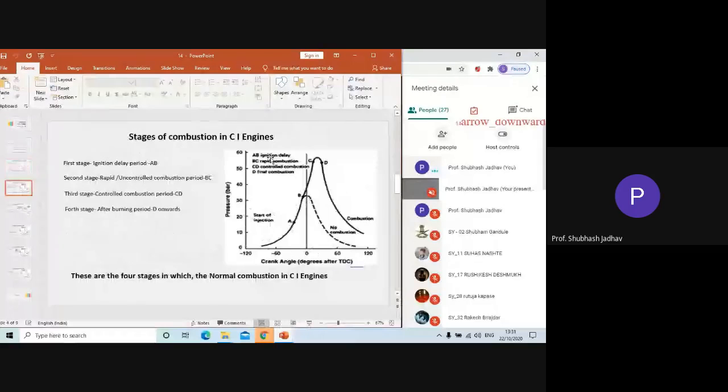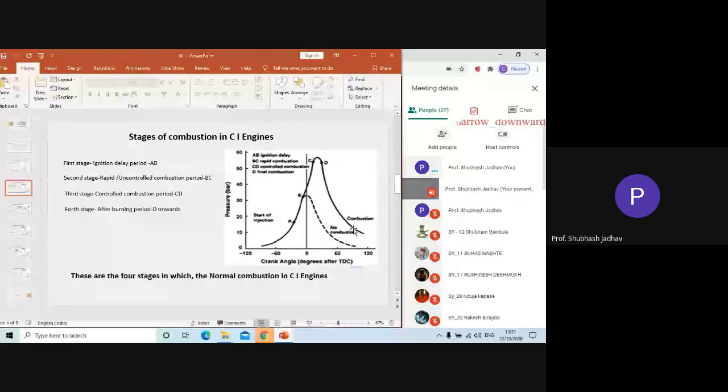Now the different stages. So these were the points which we were discussing. So we have 4 different stages: A to B, B to C, C to D, and after D. So A to B was the ignition delay, B to C was the rapid combustion or uncontrolled combustion, C to D is the controlled combustion, and finally we have after D, which we call the after burning stage.